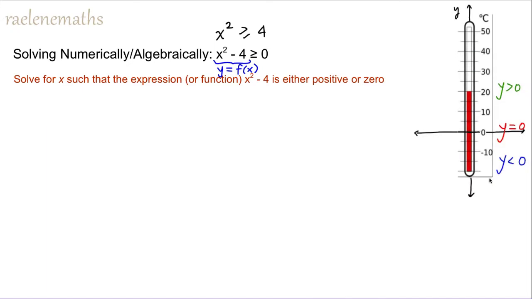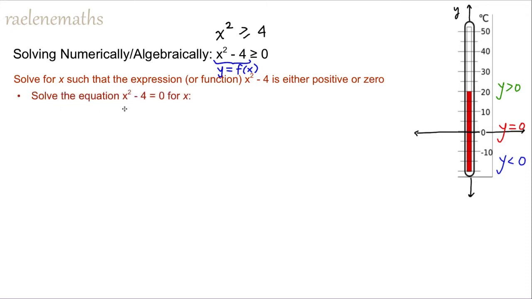And a good model for understanding why is a thermometer. We have the 0 degrees freezing temperature of water at y equal to 0, and then all of the positive temperatures are for y greater than 0, and all of the negative temperatures are y less than 0. So we are going to solve for x such that the expression value, the output, is either positive or 0.